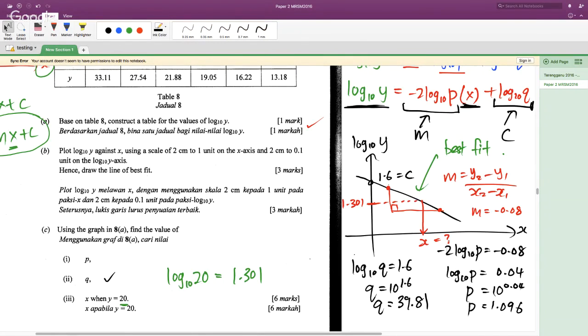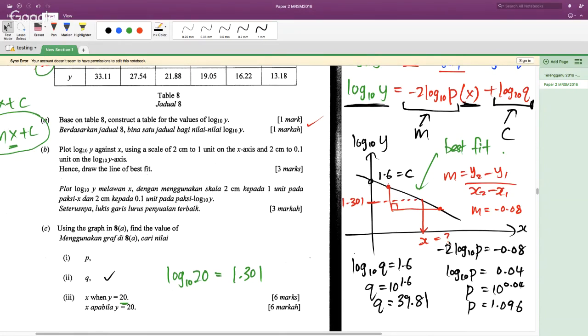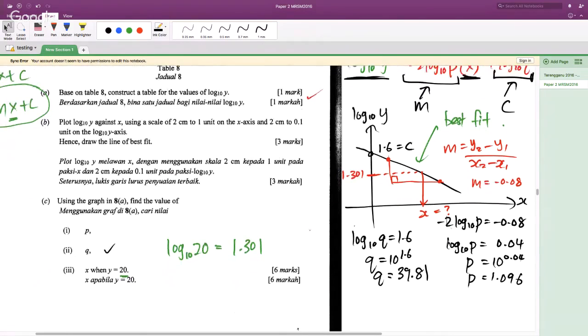All right, I hope I did explain how to do the linear law. You're going to draw it yourself. I'm not going to draw for you.